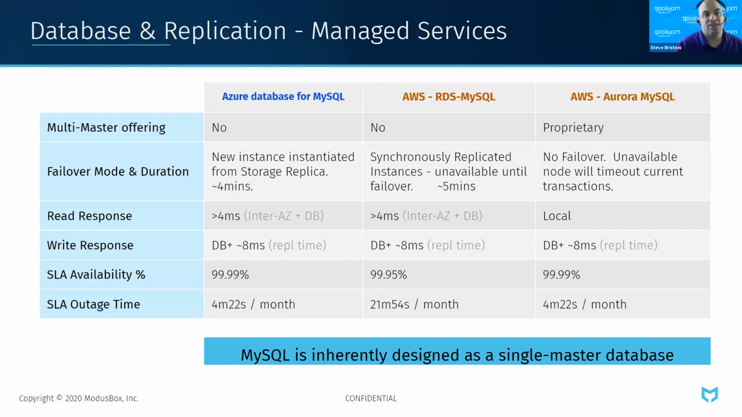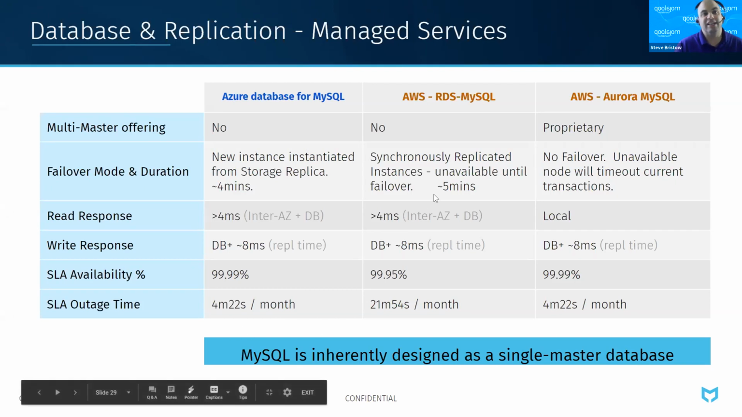AWS RDS is the cheap option from AWS with only a 99.95 SLA. If you need the more expensive one, they do have a multi-master replicated solution, which is, again, compliant with 4 nines SLA, but at nearly double the cost.